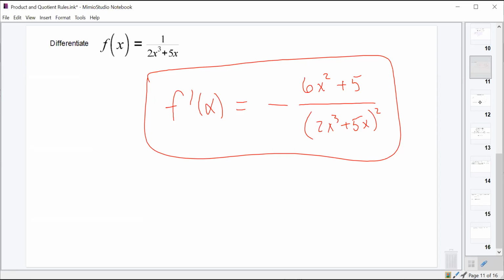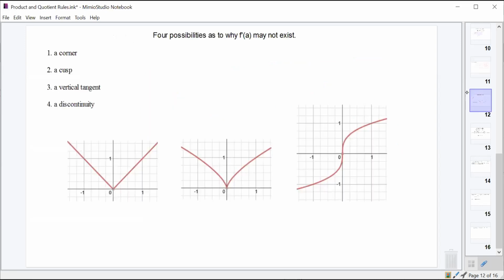Easy? Yeah. All right, spectacular. Before we move on to any other rules, which doesn't look like we're quite going to have time for today, I was hoping we would get to a few of them. We're going to talk about a couple of other random little things. First is reasons why the derivative may not exist. And so there are 4 reasons why a derivative of a function may not exist at a certain point. And those 4 reasons are a corner, a cusp, a vertical tangent line, and a discontinuity.